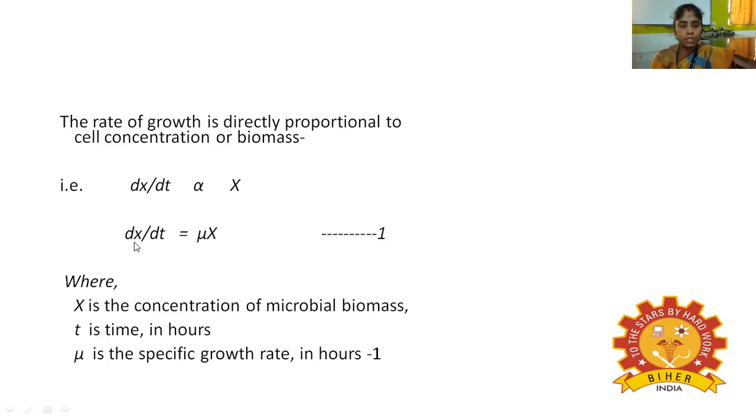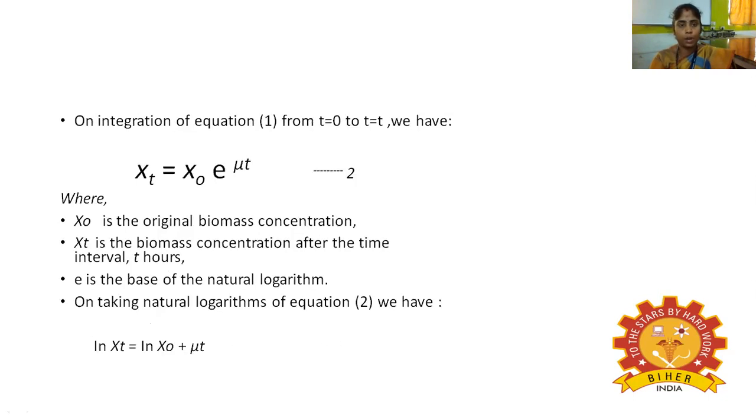Here x represents the concentration of biomass or cell concentration, mu represents the specific growth rate, and t represents the time, at which a particular amount of product has been formed by utilizing the substrate. Now we integrate the equation, in which t varies from 0 to the final time at the end of the fermentation process, that is, at t.